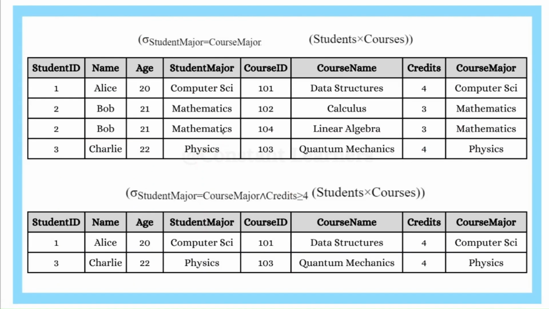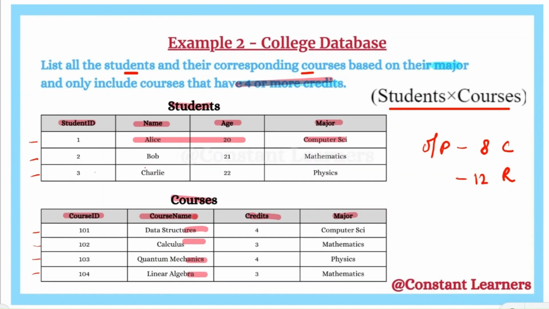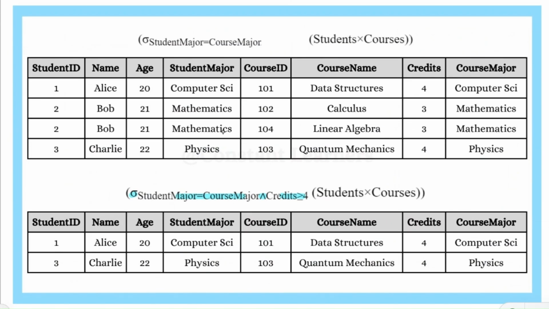So here we are selecting students major is equal to course major and the credits are greater than or equal to 4, right? Now, in case of the question, that is the query, we only have to list the students and their corresponding courses. That means we don't want all the columns here. The columns that we are getting here are 8 columns, 1, 2, 3, 4, 5, 6, 7, 8. We don't want all 8 columns. We only want the names and we need the courses, right? So we need these 2 columns.